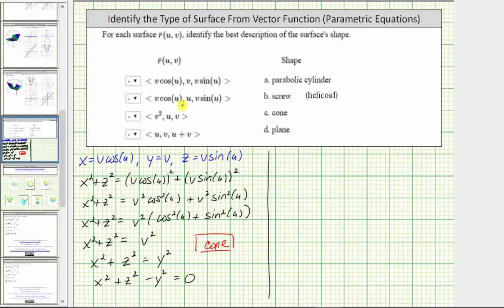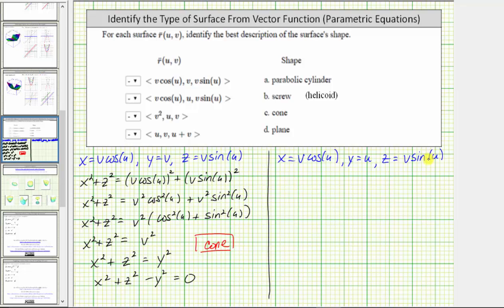Looking at the second vector function, it looks similar, but now we have x equals v cosine u, y equals u, not y equals v like we have here, and then z is equal to v sine u. So for these parametric equations, the approach we used on the left is not going to work, because when we get down to x squared plus z squared equals v squared, notice here y is equal to u, not v, and therefore we can't perform a substitution for v squared.